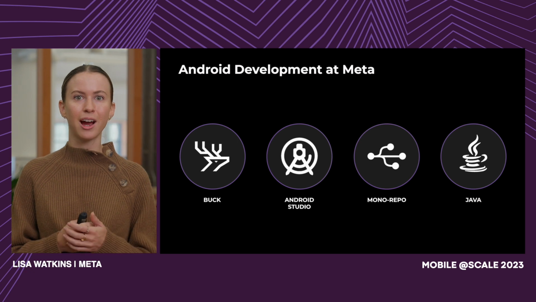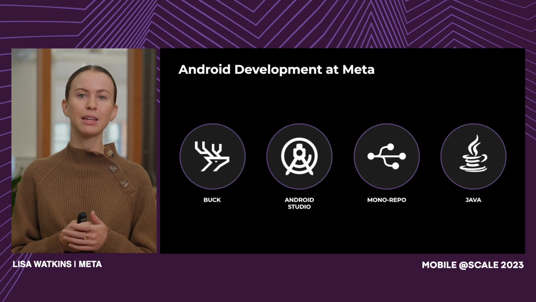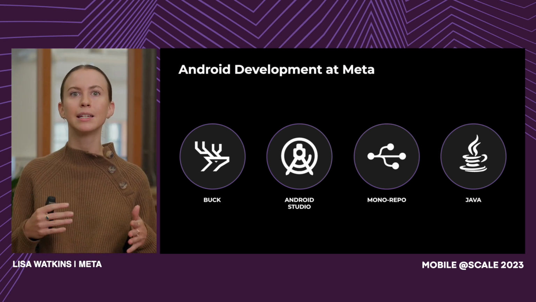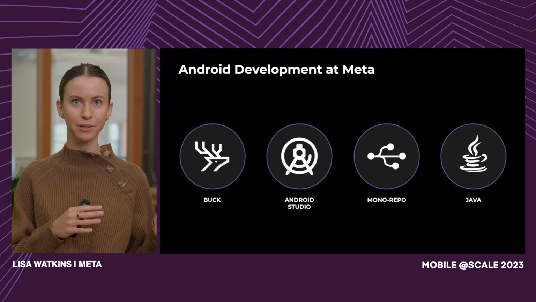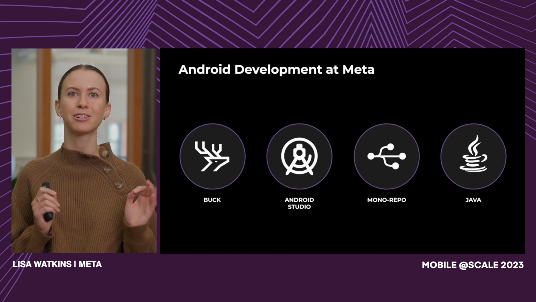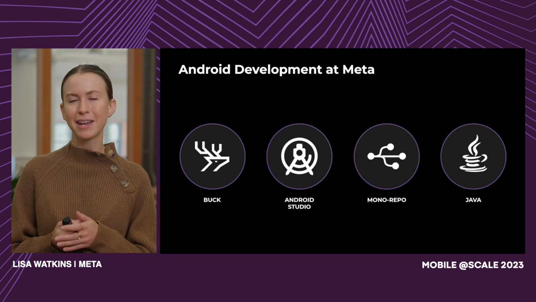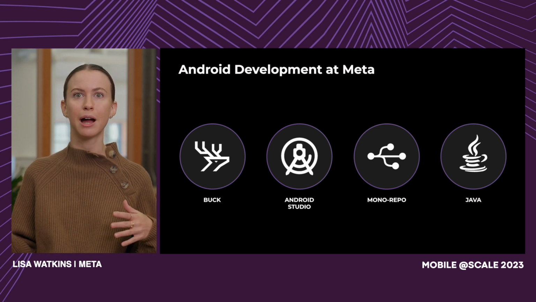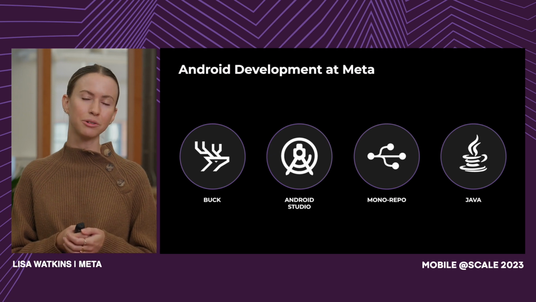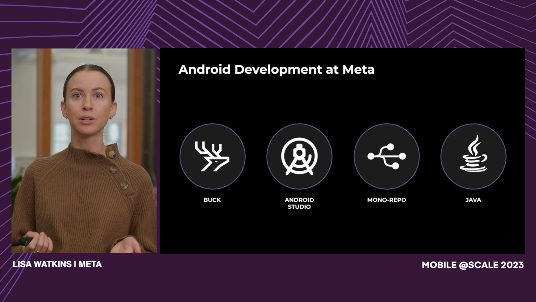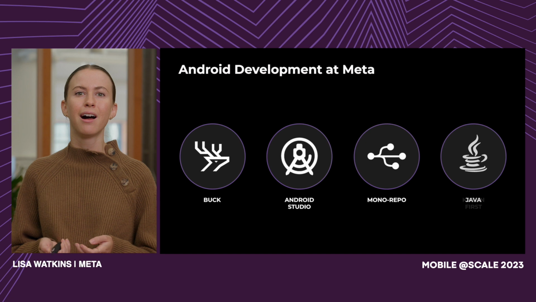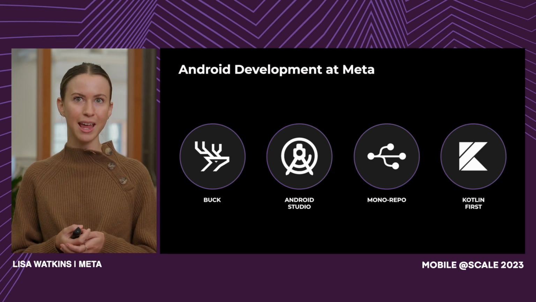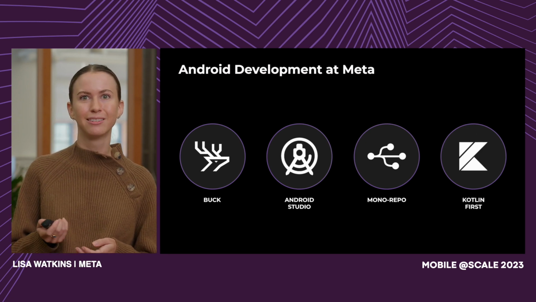Android Studio is our IDE. We have built a lot of custom plugins and tooling on top of Android Studio, so the experience is a little special at Meta. And as I described earlier, we exist in a monorepo with most other Android apps at the company. Now, historically, the language of choice for Android development was Java, but I'm here to talk to you today about how that became Kotlin.